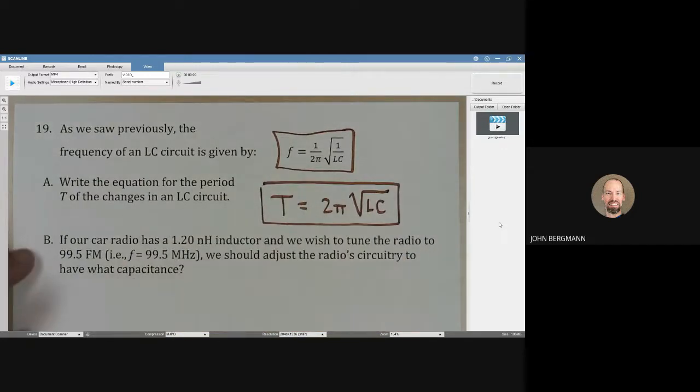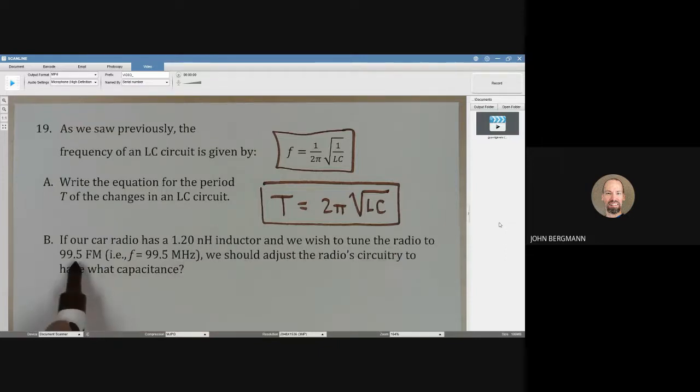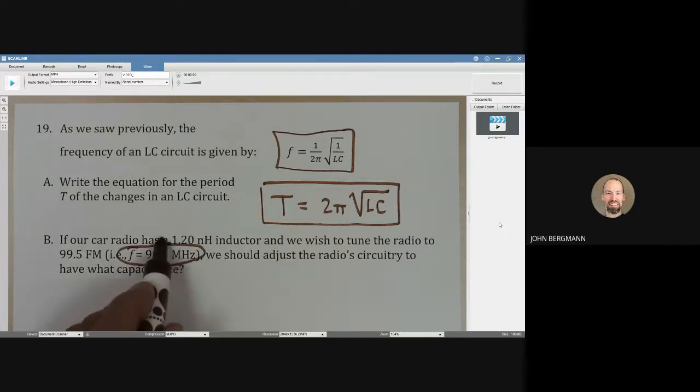Why don't we do a problem here? Our car radio has a 1.20 nanohenry inductor, and we wish to tune the radio to that frequency. We should adjust the radio circuitry to have what capacitance? We know what F is. F is given, and L is given. There's L right there, and F is given, and we want to figure out what C is.